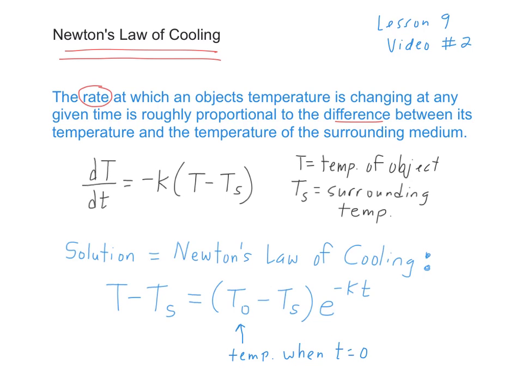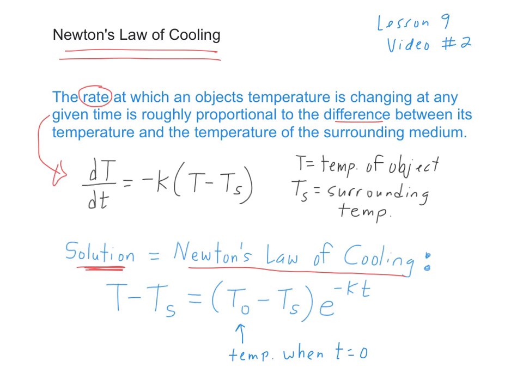So if we were to translate this information into a differential equation, that's what we get. Now, capital T is just the temperature of the object, and T sub S is the temperature of the surrounding area. The solution to this differential equation, which we're not going to derive, is known as Newton's law of cooling, and here is that solution.